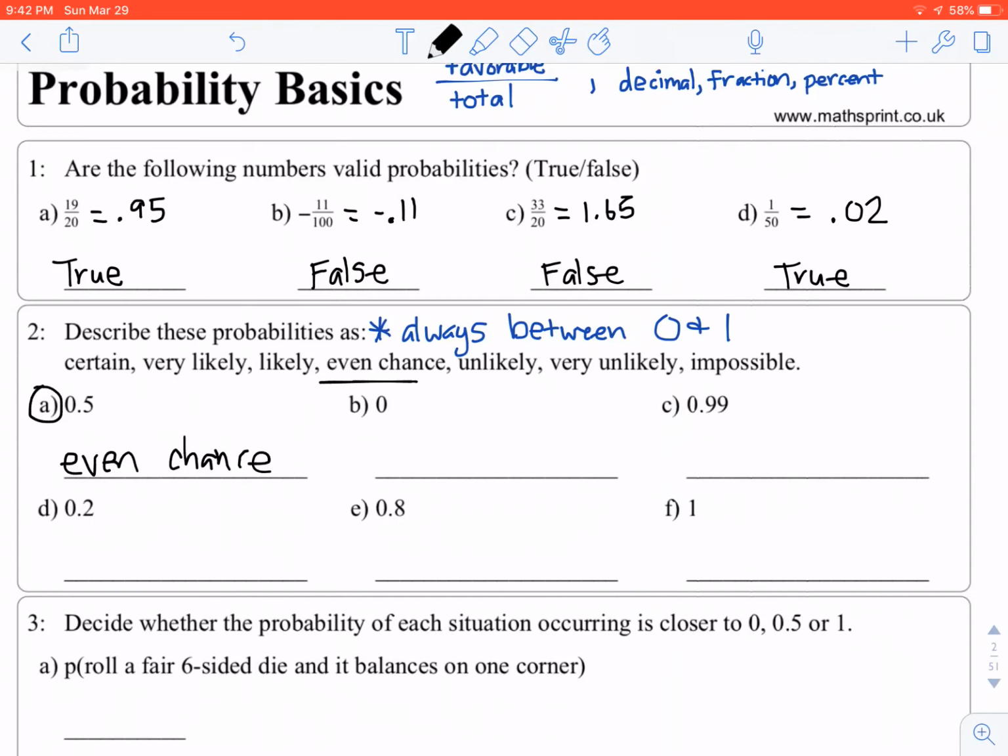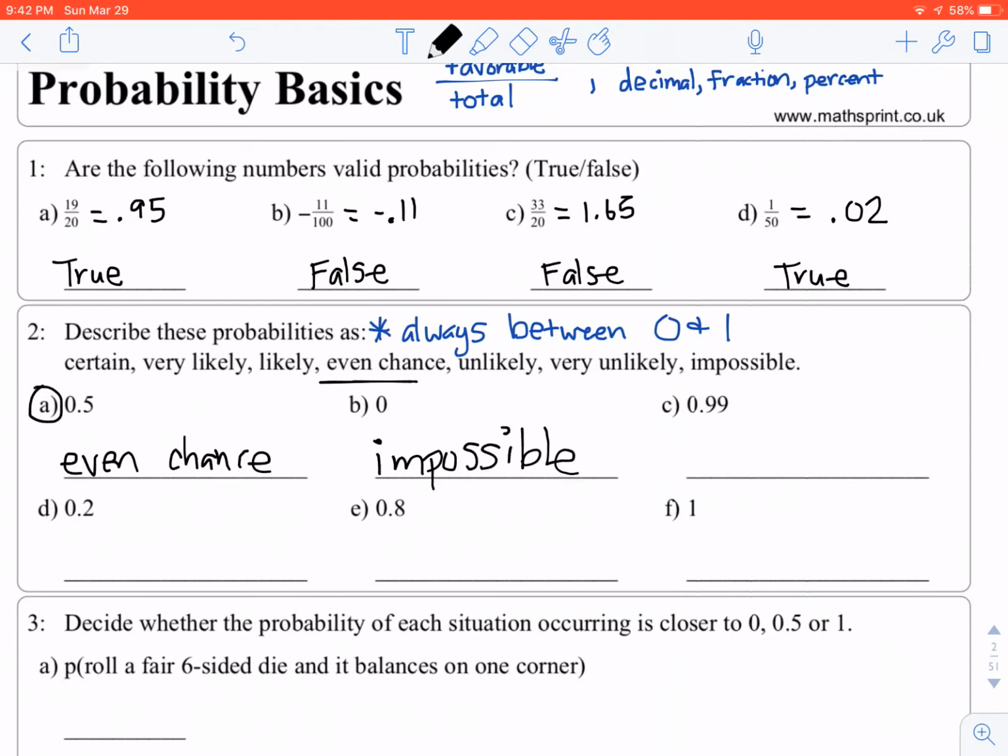There's only 2 options. Letter B is 0. So if I told you that there's a 0% chance it's going to snow tomorrow, what does that mean? Okay, that means it's not going to, which means the probability of that occurring is impossible, out of that list of choices that we have above. So B would be impossible. That event is not going to occur at all.